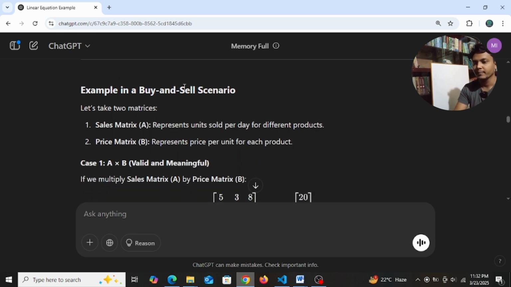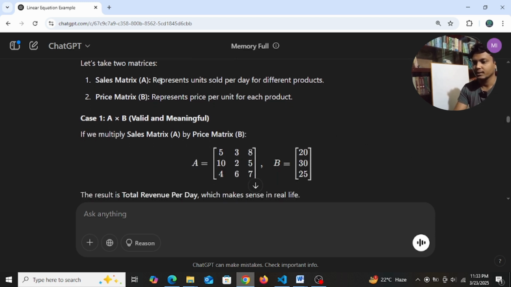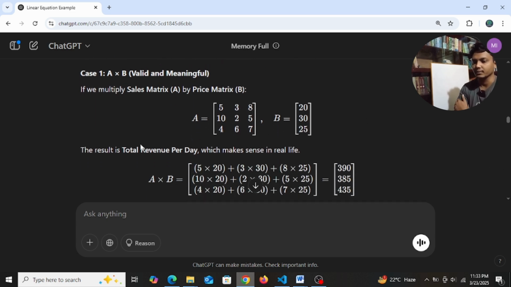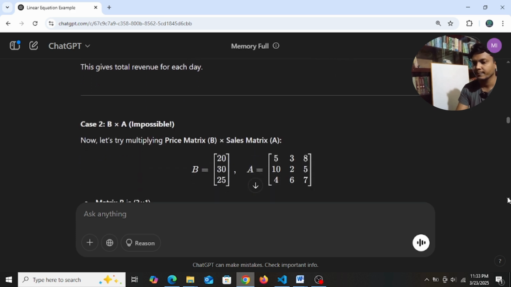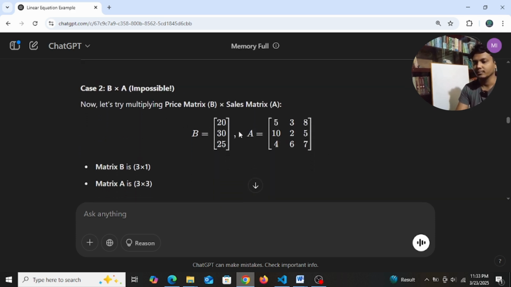Okay, example in a buy and sell scenario, let's take 2 matrices. Sales matrix A represents units sold per day for different products. Price matrix B represents price per unit for each product. So let's say this one is 5, 3, 8, whatever we saw before, and B is the price. If you multiply these in this way, we can get the total revenue. But if you change the order, B comes first and A last, how can you do the thing now?